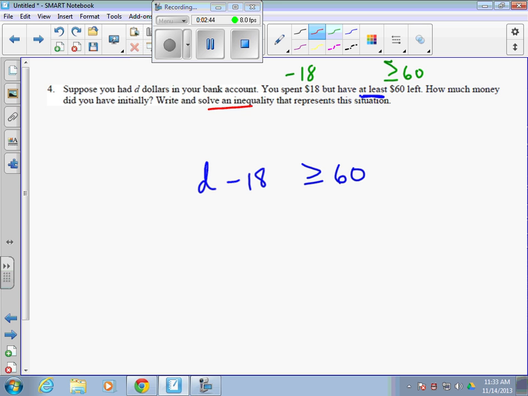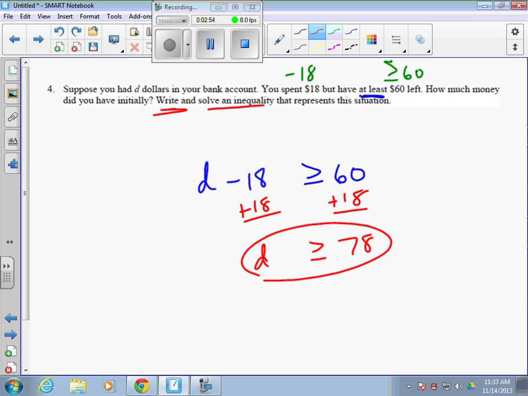So there's your solve. Write an inequality. Now we'll solve it. Add 18 to both sides. And D has got to be greater than or equal to $78. That's what you started with originally. That's your initial amount.